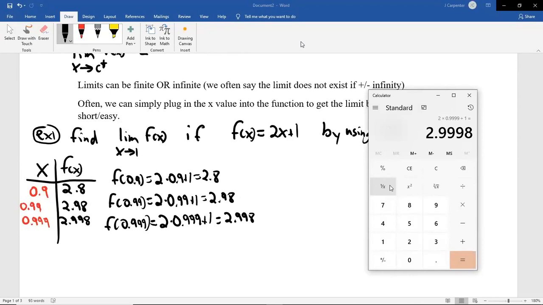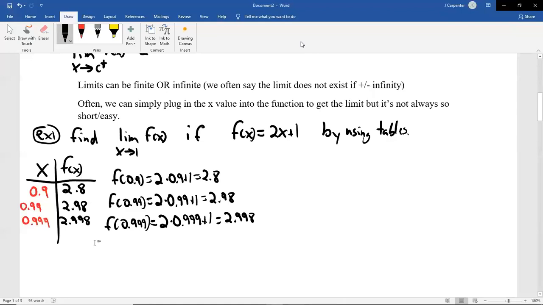And that function value, when we were relatively close, it was 2.8, then we were closer, 2.98, then 2.998, and 2.9998, and 2.9999999999998, etc. The point of the limit is, what number does it seem like this right column is approaching? So think about what number f of x is getting closer and closer to. Well, I think if you're very careful, it's getting closer to 3.